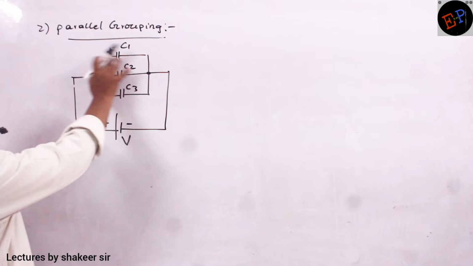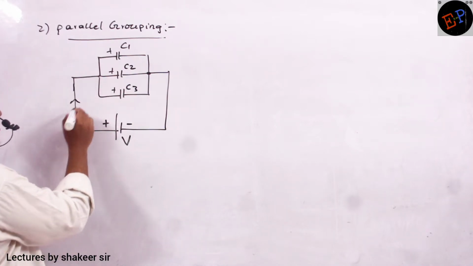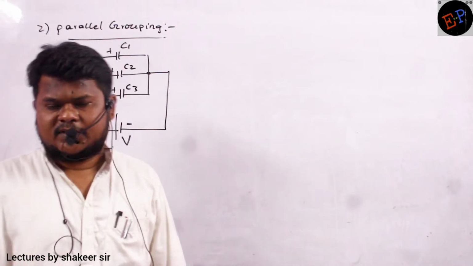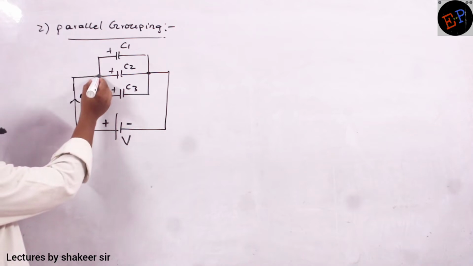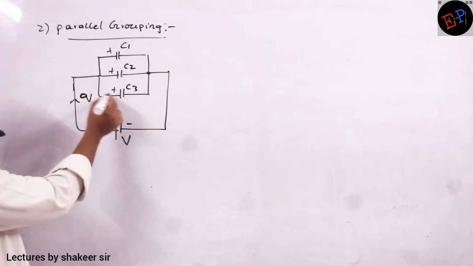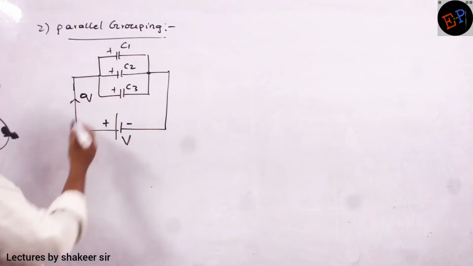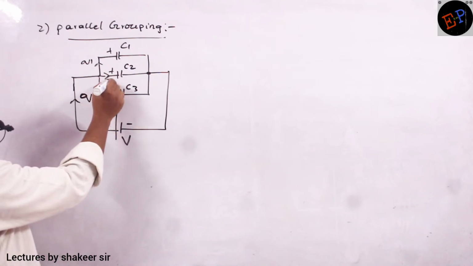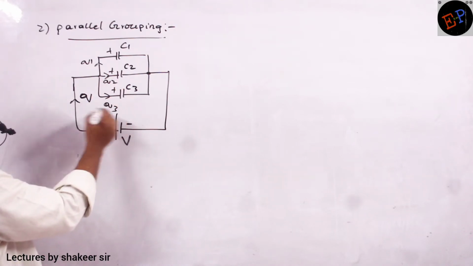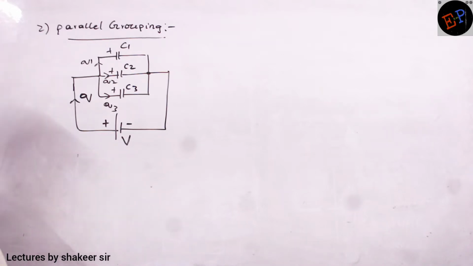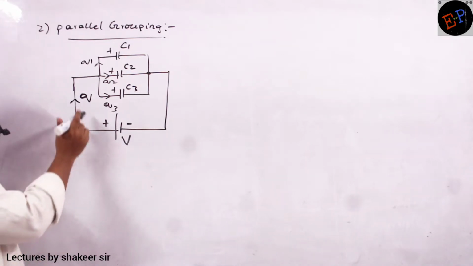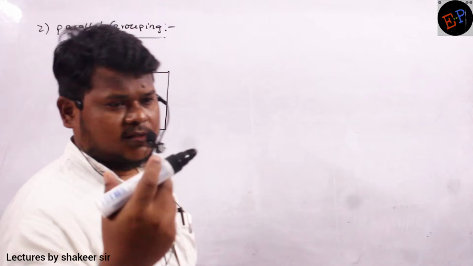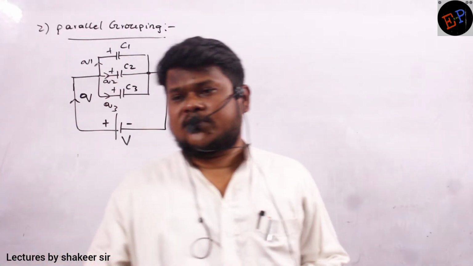So for this circuit, let us consider it draws Q amount of charge. This charge will reach up to this point. Now after reaching here, it is seeing three branches: first branch, second branch, third branch. So Q1 charge will flow in the first branch, Q2 charge will flow in the second branch, Q3 charge will flow in the third branch. The charge supplied by the battery is Q, and that charge is distributed among all the capacitors. But it was not the case in series connection.